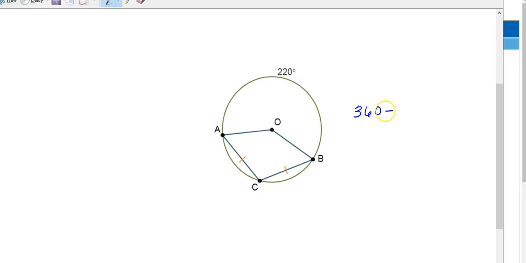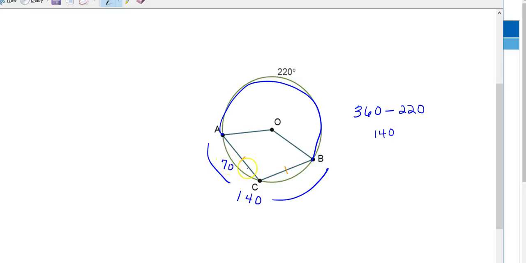Again, how many degrees is it all the way around the circle? 360. Since we already know that this part of the circle is 220, when we subtract that from 360, we get 140. That means there's 140 between A, C, and B. So since these two are the same, that means this one's 70 and this arc is 70. So do you see how I got all those pieces?